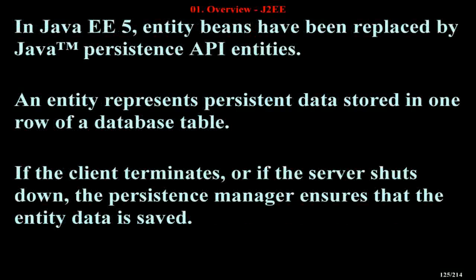In Java EE 5, entity beans have been replaced by Java Persistence API entities. An entity represents persistent data stored in one row of a database table. If the client terminates, or if the server shuts down, the persistence manager ensures that the entity data is saved.